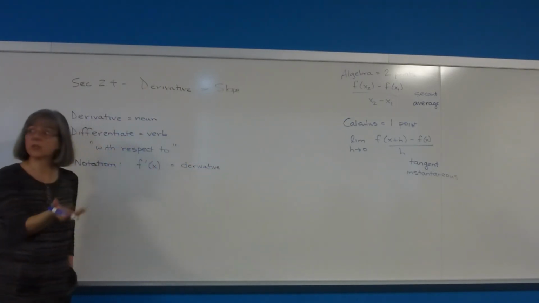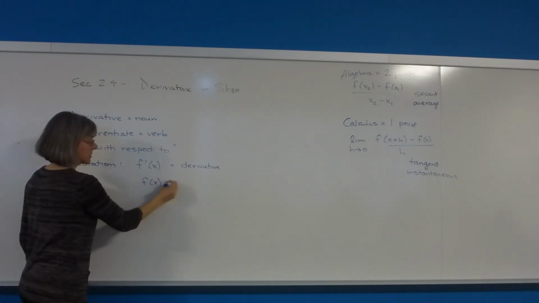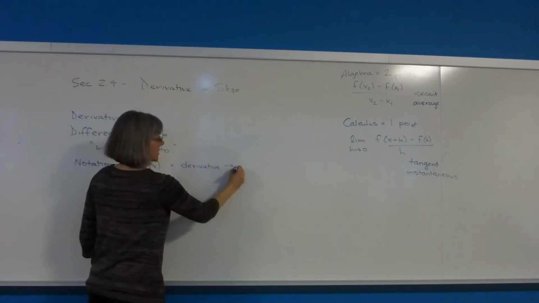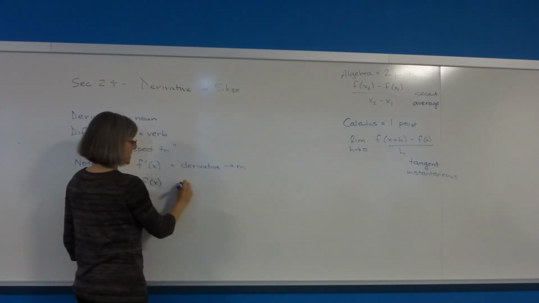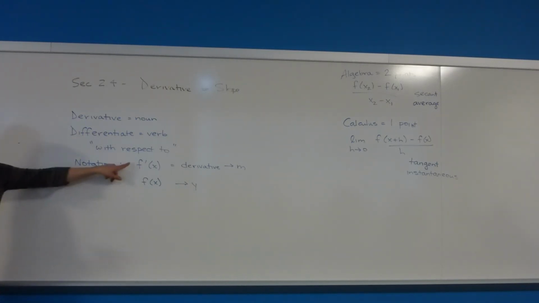Which is an equation for the slope of the tangent line. F of x is the basic function. So this derivative gives us slope values. F of x gives us y values. So it's important, when you're going back, to use the correct one. So we have f prime and we have f.